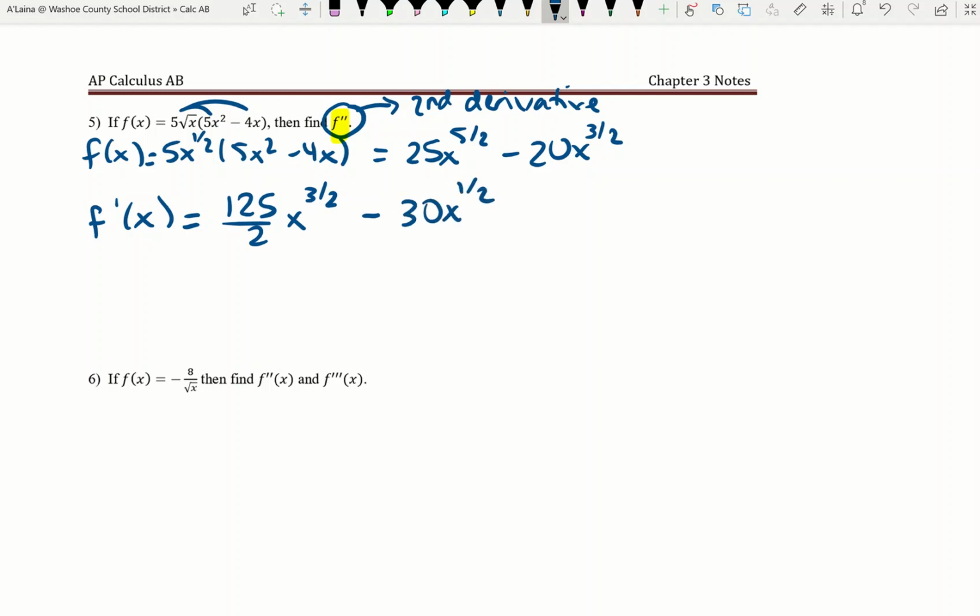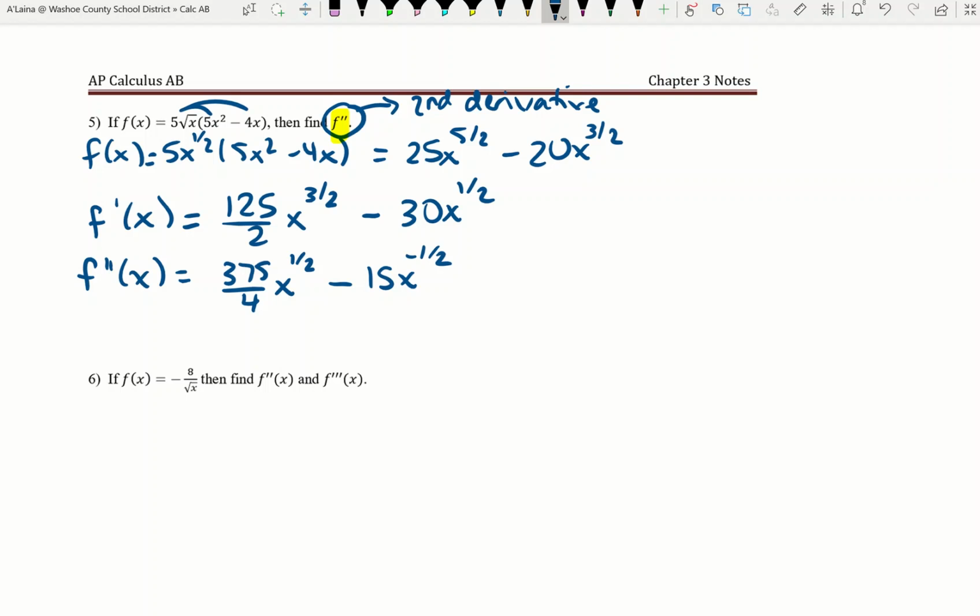I'm not going to stop and factor this. This is not my final answer. I can take care of my factoring and simplifying of this after I've done the second derivative. I'm going to use the power rule again. I will get 375 over 4 times x to the power of 1 half minus 15x to the power of negative 1 half. Now I'm going to need to factor this.